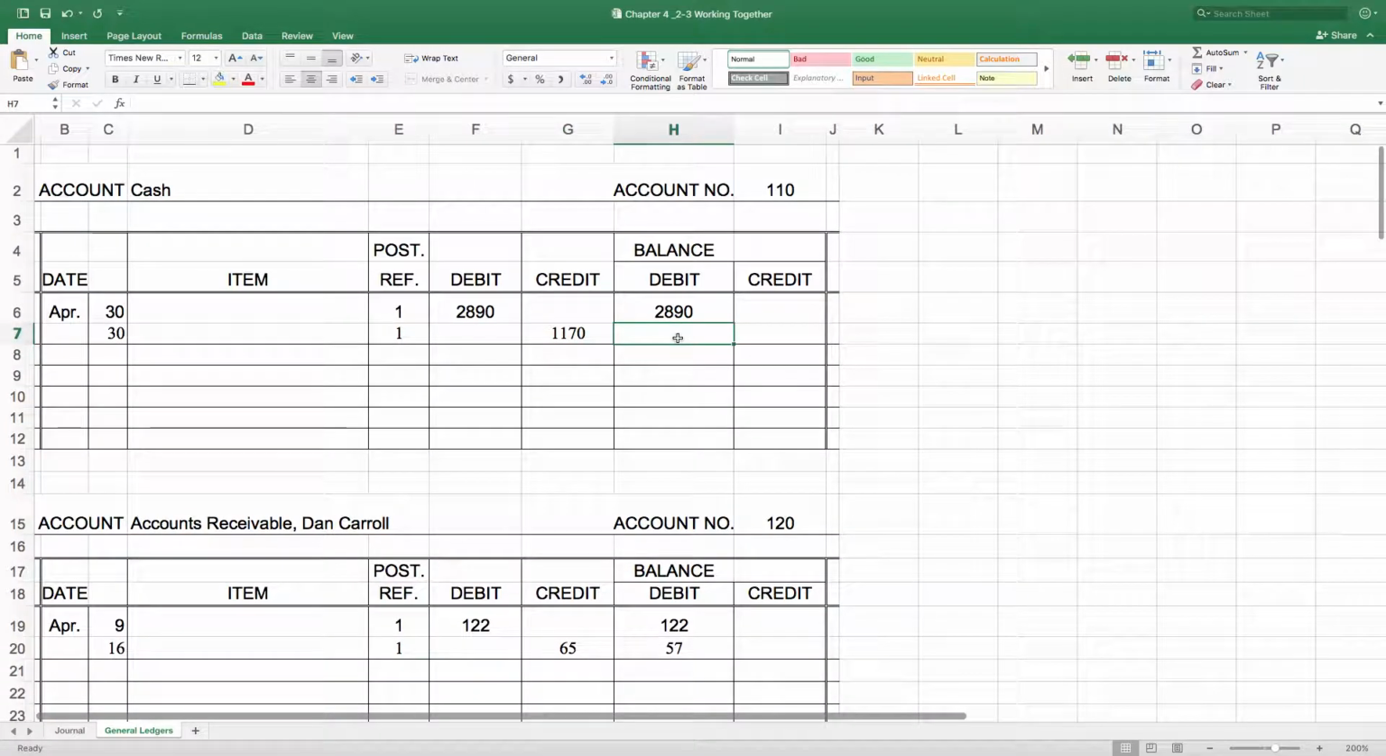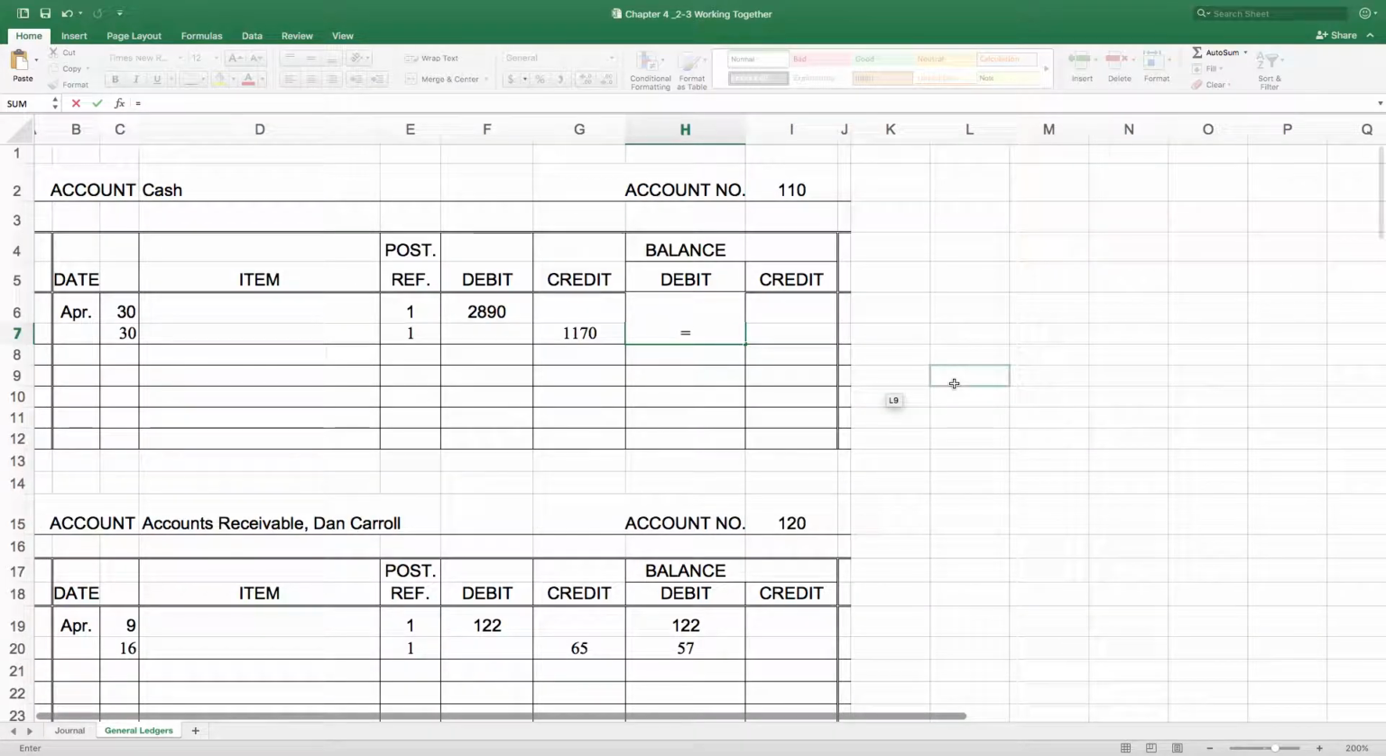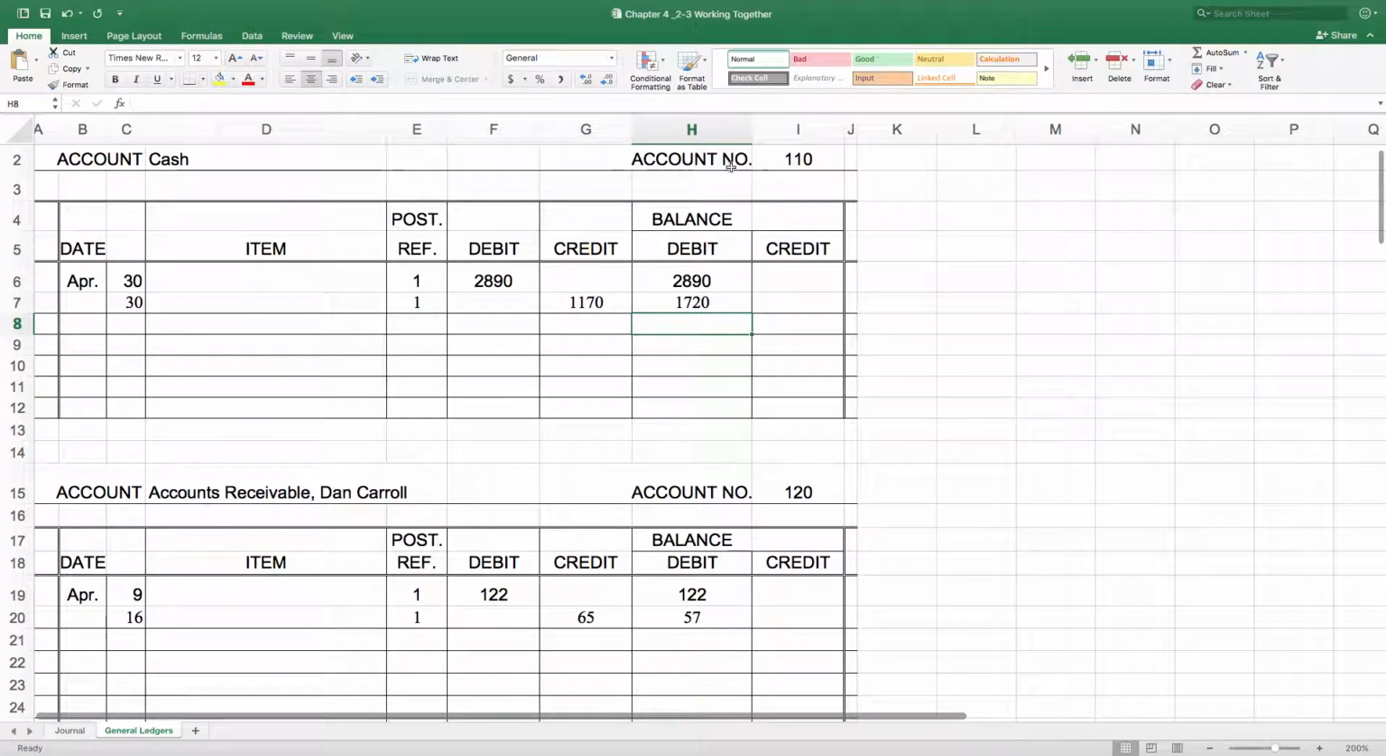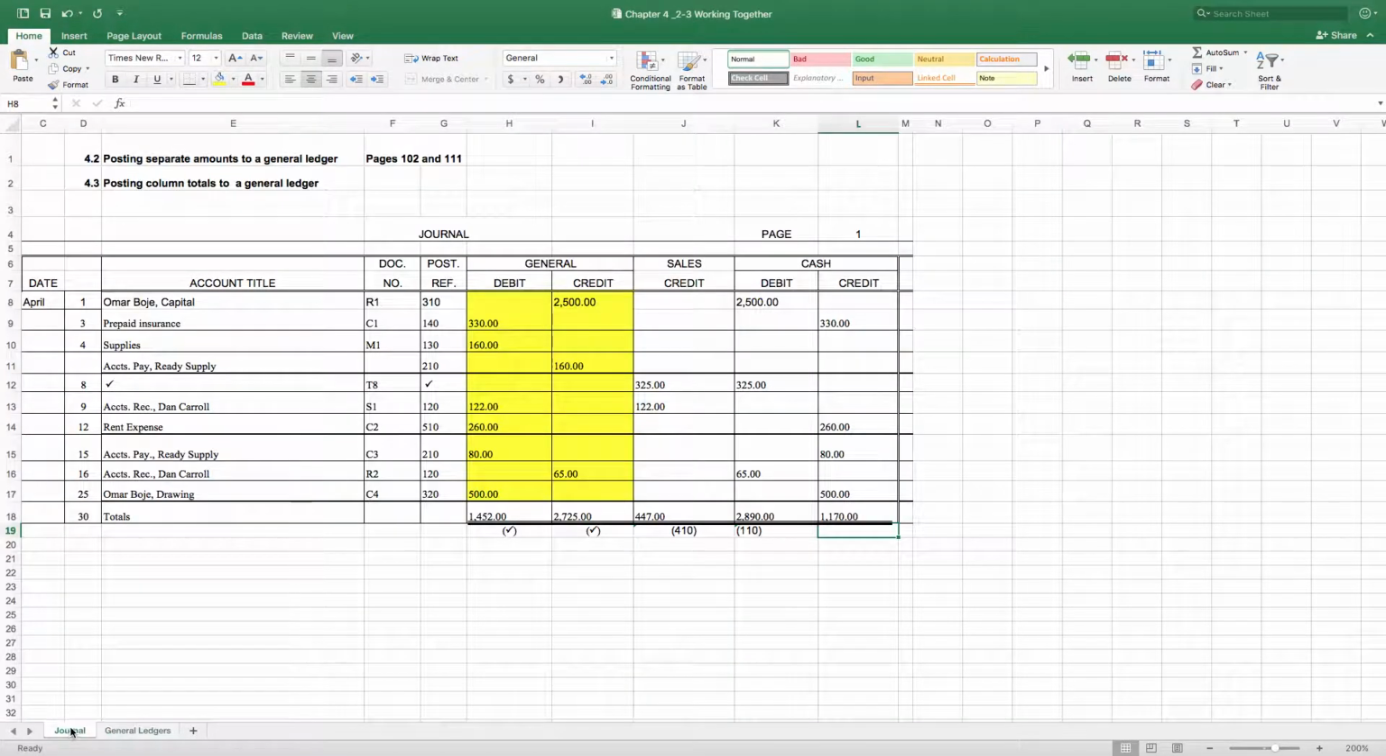So I'm going to do the math inside of Excel. I'm going to put the equal sign in, and I'm going to put in 2890 minus 1170, and that is my balance. So I have a $1,720 balance on April the 30th for the account cash. Go back and put 110 under the total there. And I'm going to put my apostrophe in to force Excel to recognize this as a word and not a number. And now my parentheses, they're showing we are done.